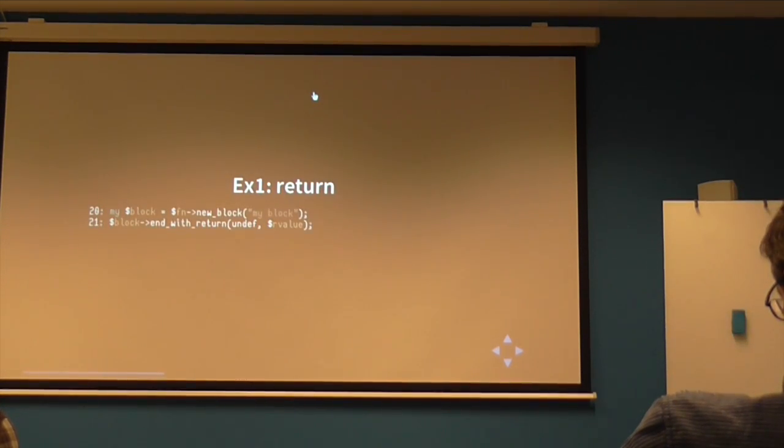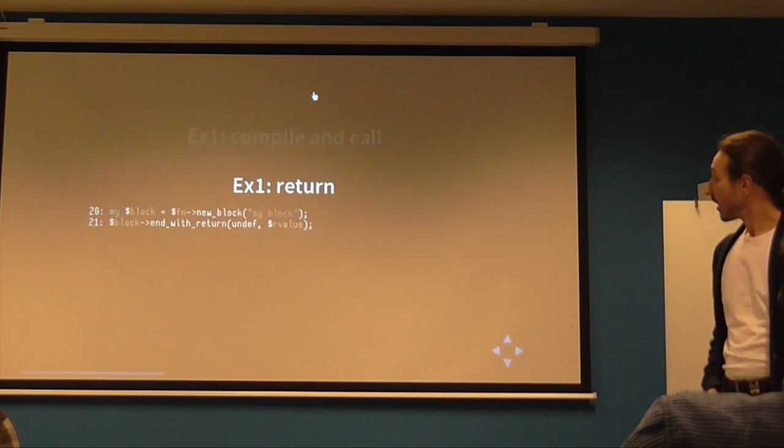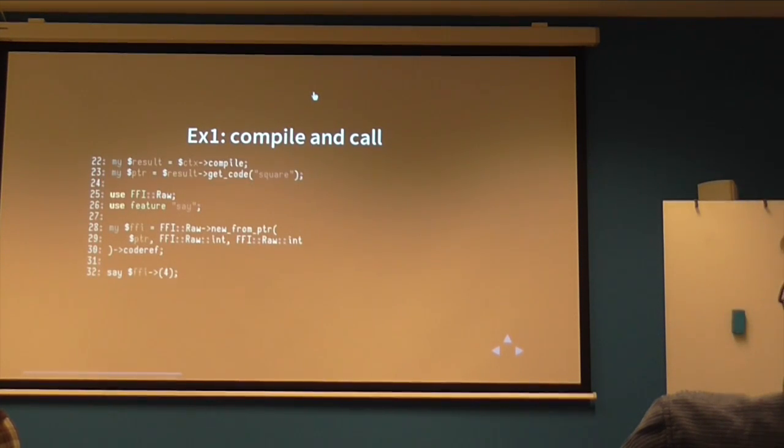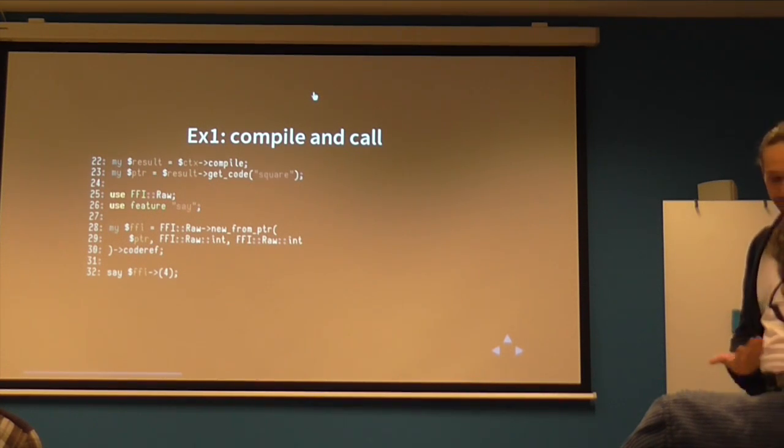Blocks are a bit difficult, but don't worry about them now. We just create one block for our function and finish it immediately with a return, which returns our product. That's it. We can compile it now. Get the pointer to our function, which is just a pointer to somewhere in memory where the code starts, which we can use FFI raw to call. And that's it.